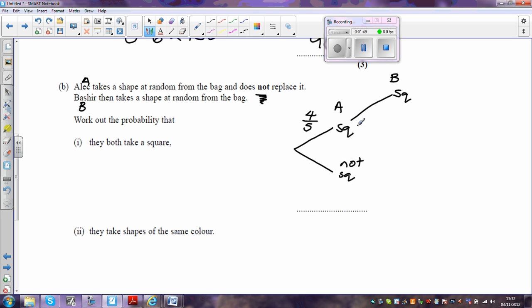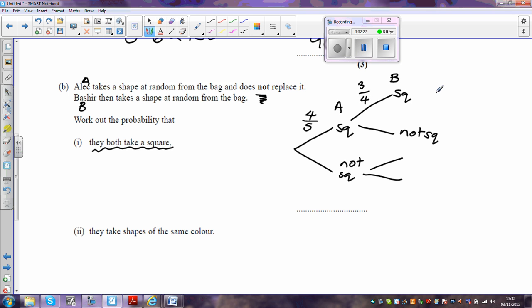Okay, let's have a look at Bashir. He could now get a square, or he could not get a square. I'm not really interested in the rest of the tree diagram. It is totally irrelevant because the question is asking what's the probability that they both take a square. So I'm only interested in these branches here. Now, if Alec has taken a square, that means there are only 3 squares left, and only 4 shapes at all. So there are 4 shapes left once Alec has chosen his square, and of those 4 shapes, only 3 of them are squares. So the probability that Bashir now gets a square is only 3/4.